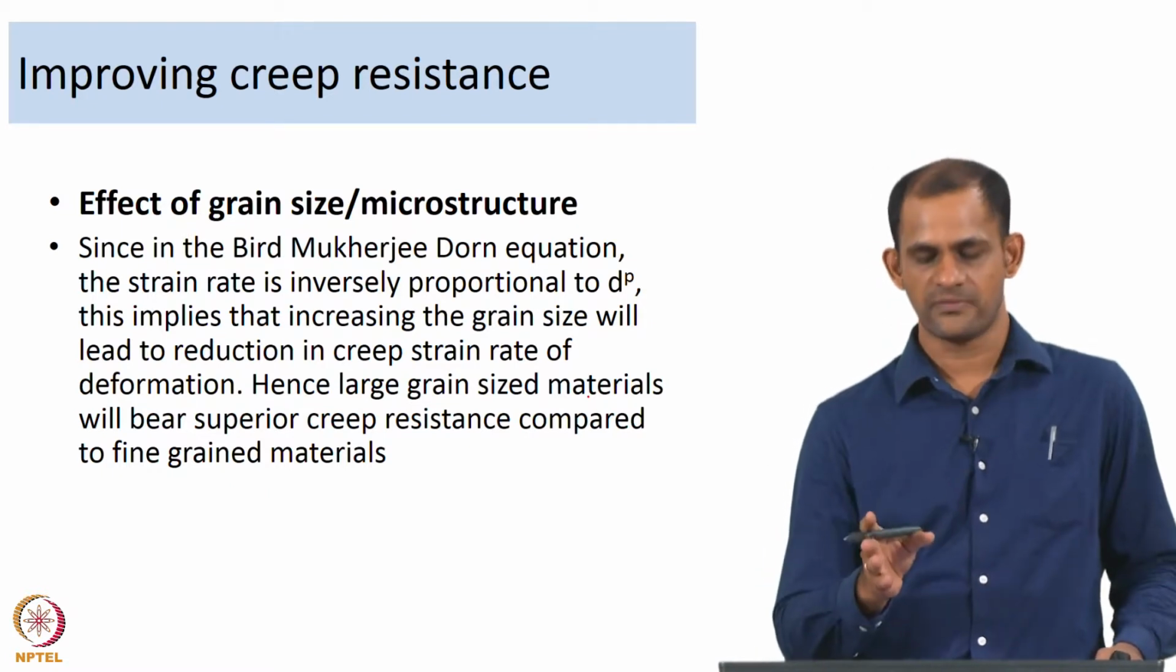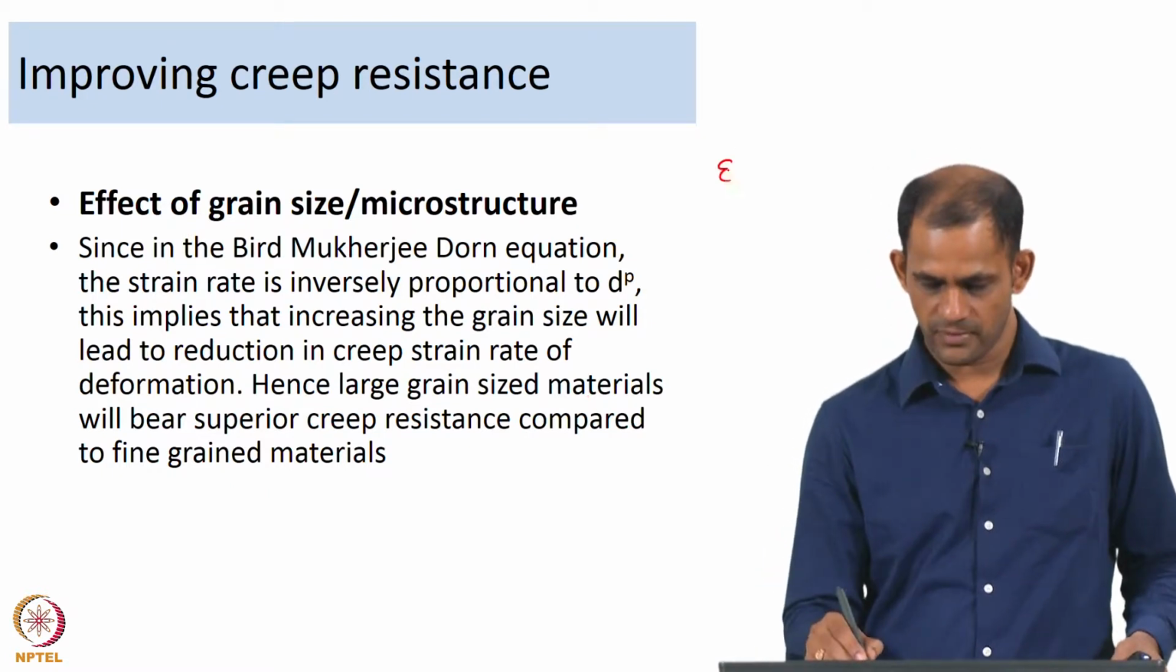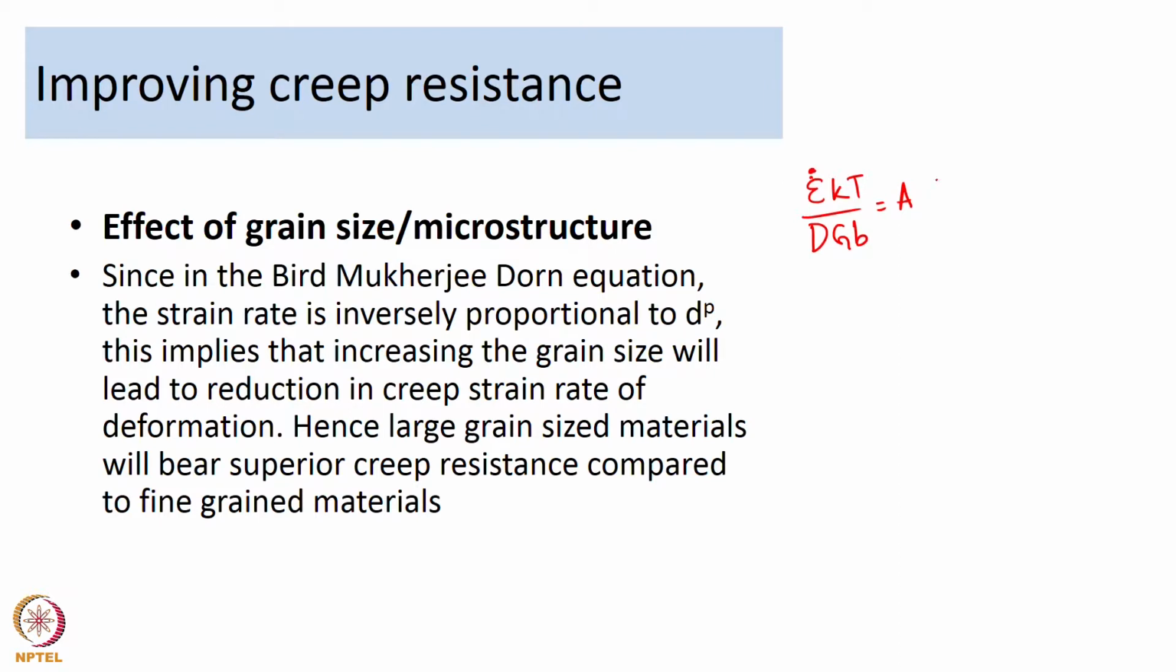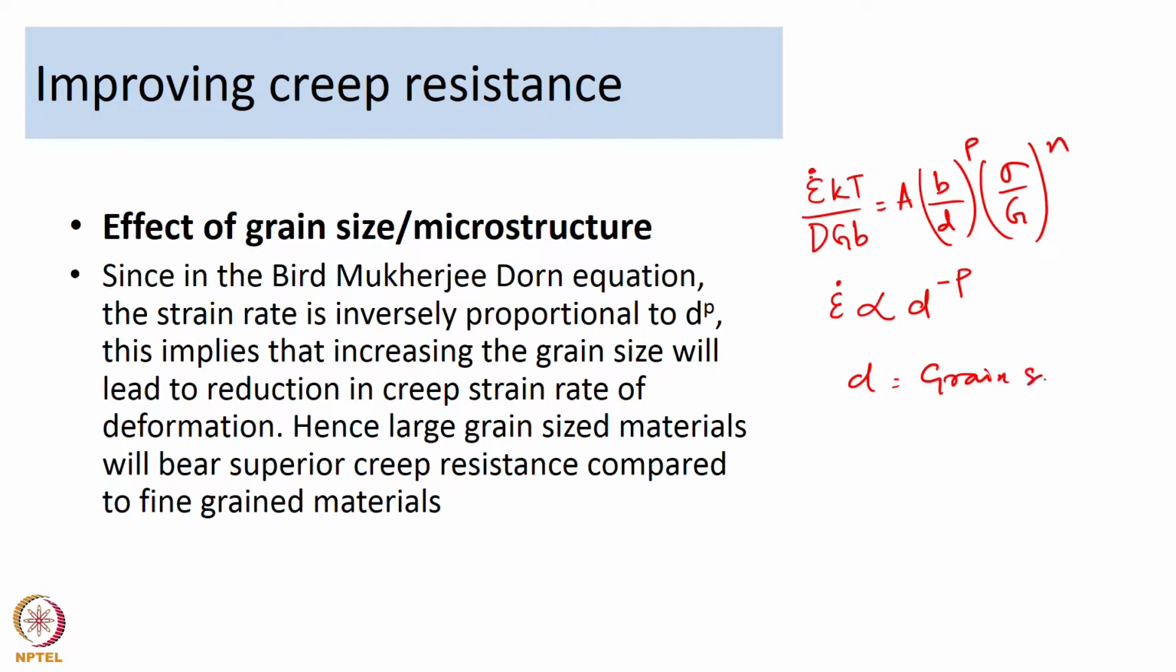Let us take the example of grain size. Now, from the Bird-Mukherjee-Dorn equation, epsilon dot kT by DGb is equal to A (b by d)^p (sigma by G)^n. So, what this basically means is epsilon dot is proportional to d to the power minus p, where d is equal to grain size. So, clearly if d increases, epsilon dot is going to come down.